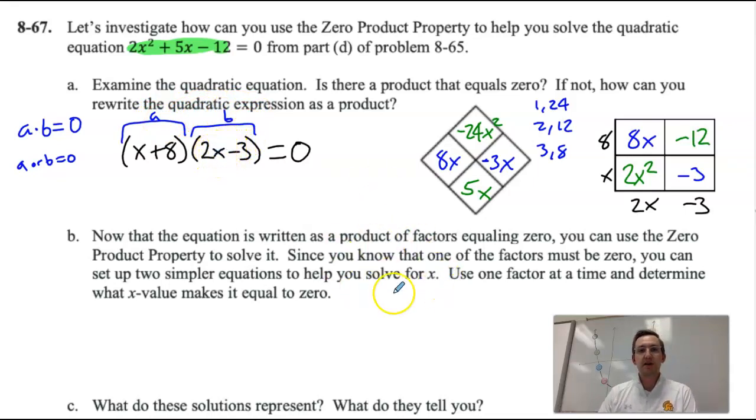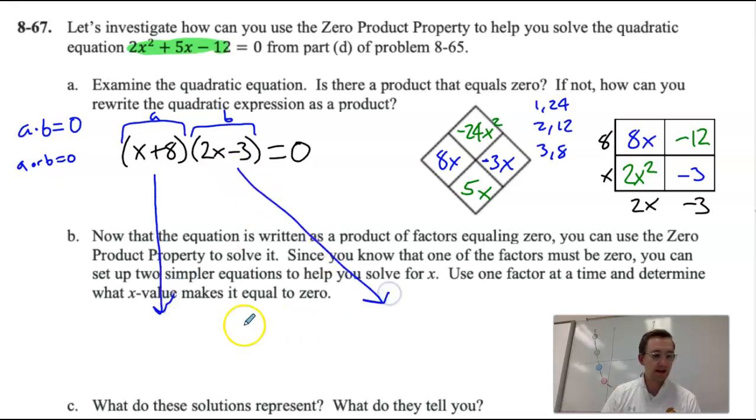So since we know that one of these factors must be 0, we can set up two simpler equations to help solve for x. So we're going to use one factor at a time. Basically, we're going to take A, set it equal to 0, and then we're going to take B and set it equal to 0, and then solve for x. So we get two equations.